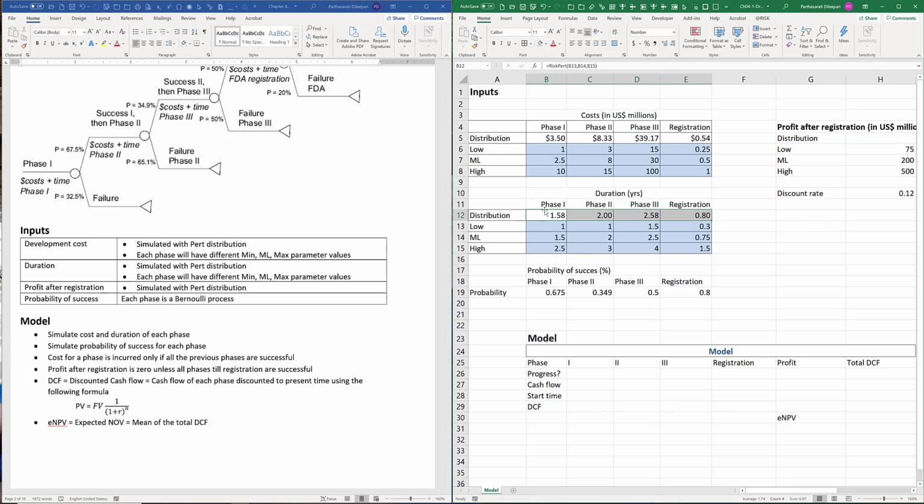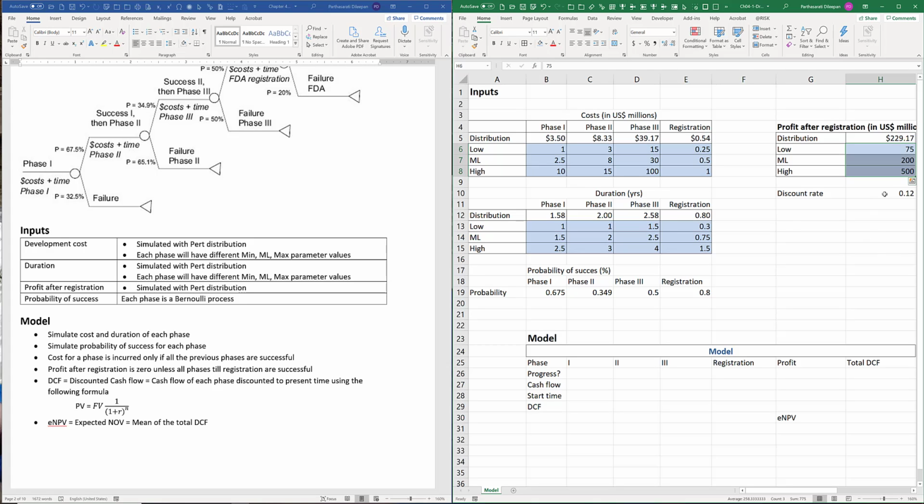Okay, now that's done. And then here is the profit after registration. So again, that is a risk distribution. So we can copy that there, and that is profit. So it will be in dollars. Okay, so let's do some more formatting.